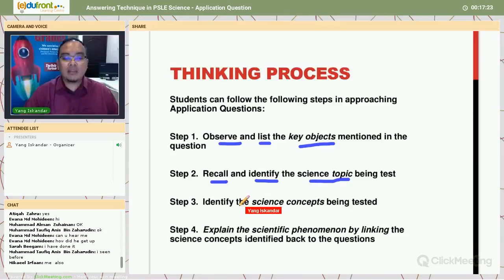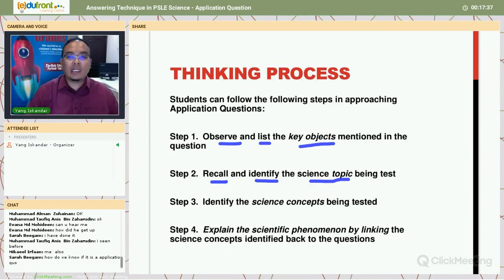Step number 3, after you identify the science topic itself, is not enough. You must be able to identify the relevant concepts related to the question. So this is the tricky part, because for example, under the topic of water, there are many concepts. You are taught the concepts of condensation, evaporation, melting, boiling. So there are many concepts under the topic of water, but you must be able to identify the right concepts.